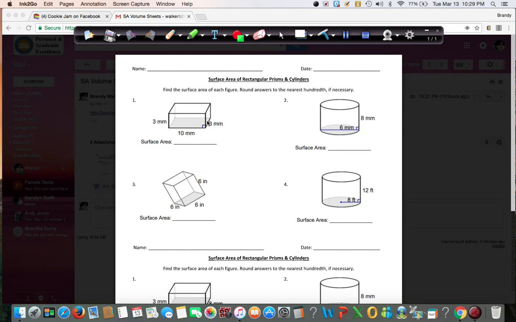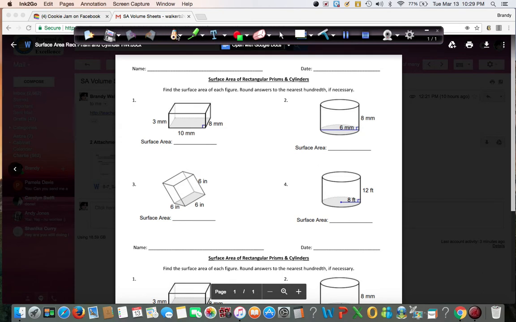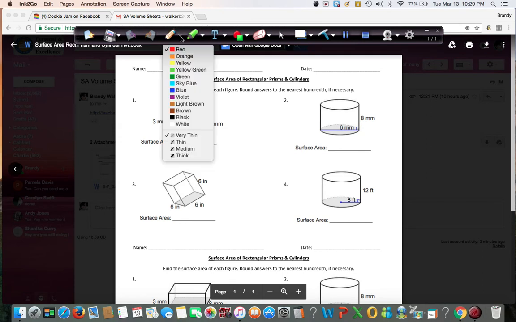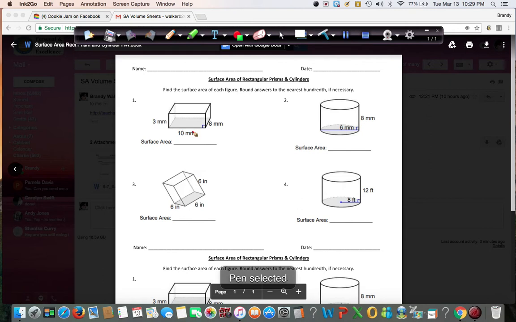There are 2 ways to solve rectangular prisms. You can find the area of each surface and then just add them all up, or you can use the formula. So for number 1, I want to show you how we can find the area of each surface. Now remember, a rectangular prism, the bottom and the top piece are congruent, meaning they're the same measurements. The left side and the right side are the same, and then the back and the front are the same.